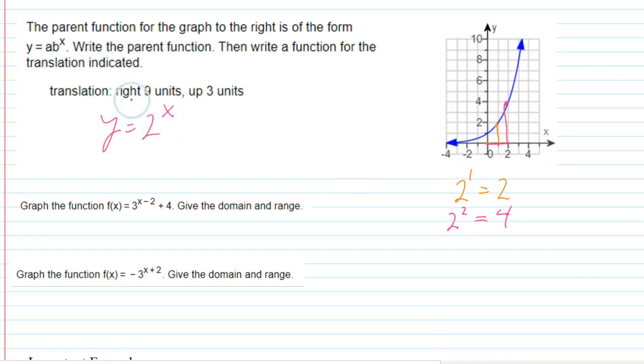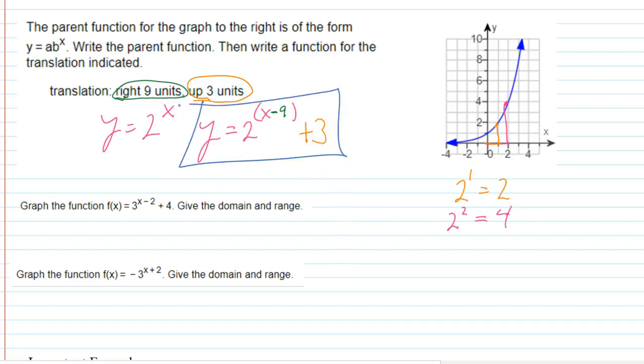Now they tell me a translation 9 units to the right, and then a translation 3 units up. So it's going to look like this. Because they said 9 units to the right, and I know that the x values are rebellious, I'm going to say a negative 9 in with the x. And it said up 3 units, so that means I can go up 3 units. So this is what your new formula will look like.